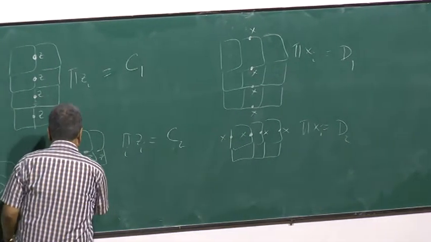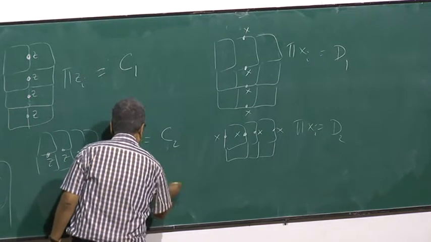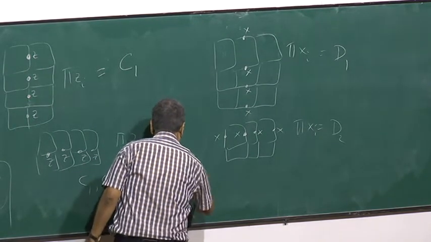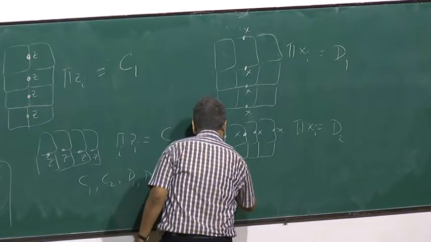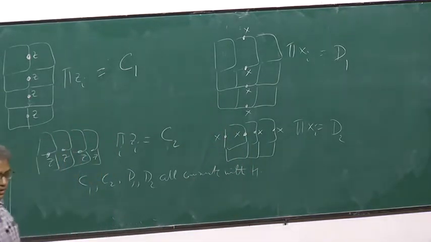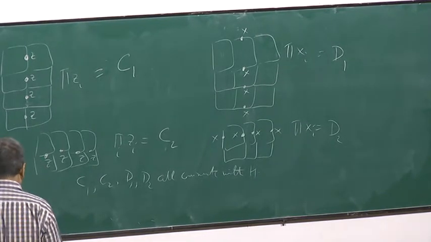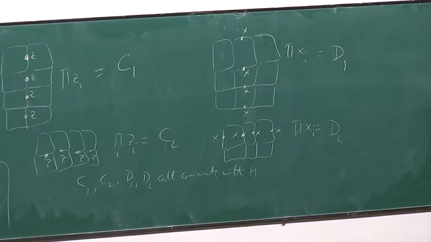So, C1, C2, D1, D2 all commute with H. You can also see that they are all Hermitian and all of them square to give you 1. So, the eigenvalues are plus or minus 1. Now let us look at the commutation or anti-commutation relations between these C's and D's.